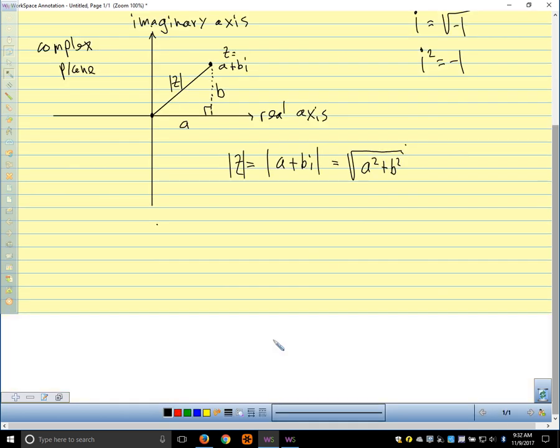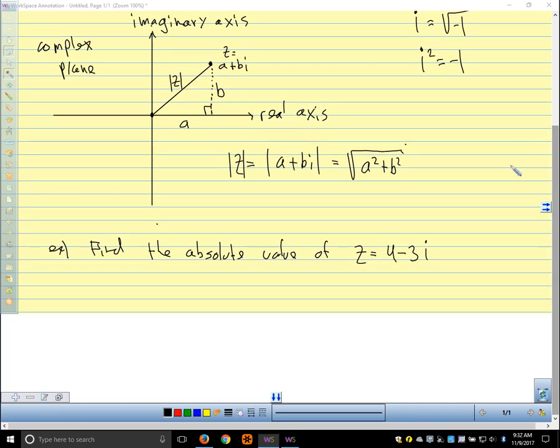So for a quick example, if we wanted to find the absolute value of z equals 4 minus 3i. So the absolute value of z is the same as saying the absolute value of 4 minus 3i, which is just the square root of 4 squared plus negative 3 squared, which is 5.